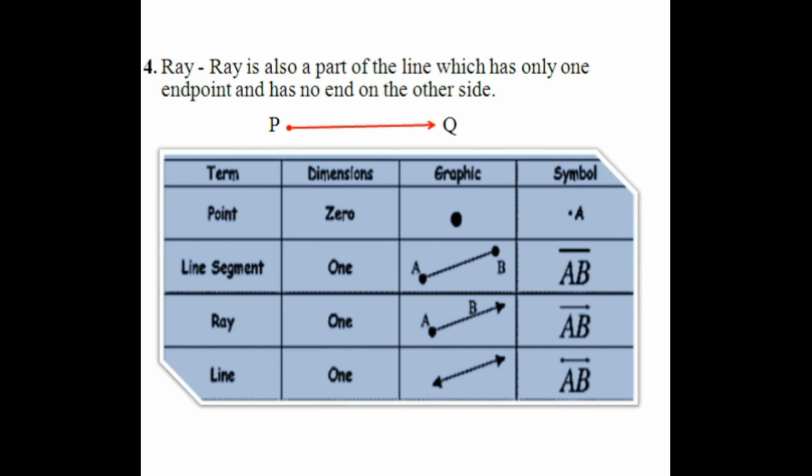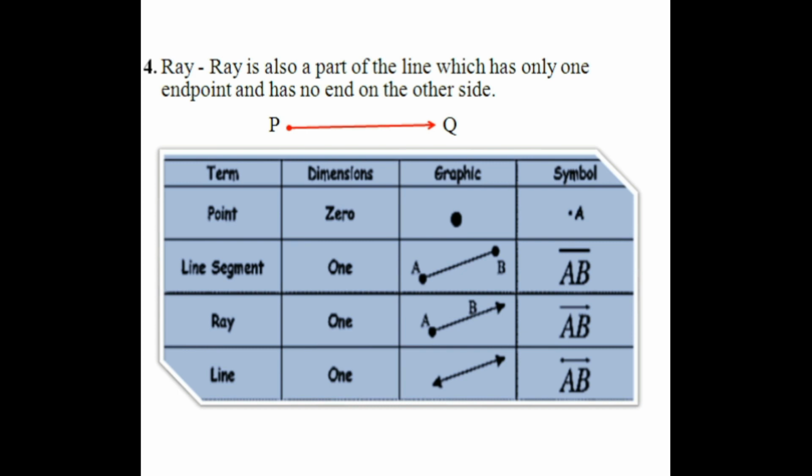Next you come to ray. A ray is also a part of the line which has only one endpoint and has no end on the other side. You see the diagram. Starting point P. You have to keep only one point. Then you draw the line, and at the other end you give an arrow mark. So here PQ is a ray.